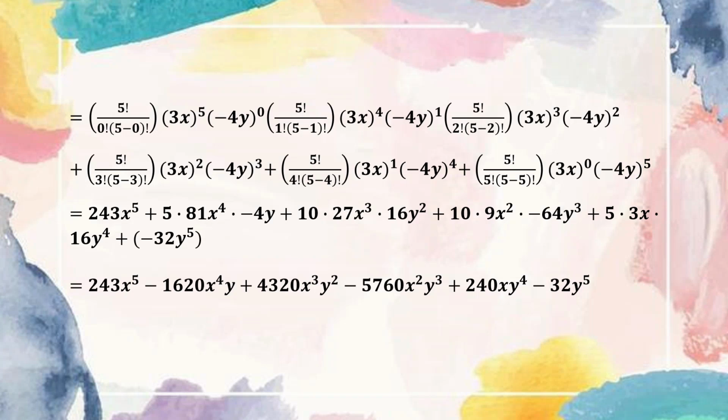243 x to the power of 5 minus 1620 x to the power of 4 y plus 4320 x to the power of 3 y to the power of 2 minus 5760 x to the power of 2 y to the power of 3 plus 240 x y to the power of 4 minus 32 y to the power of 5.